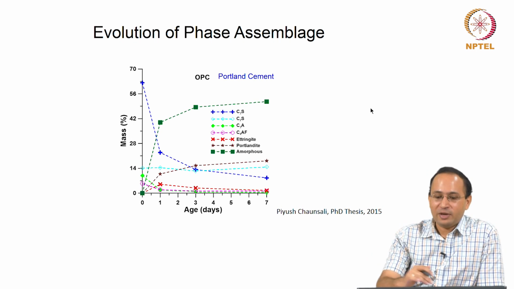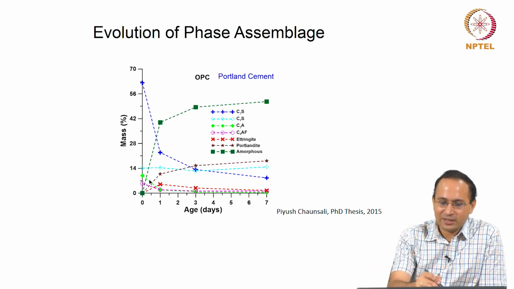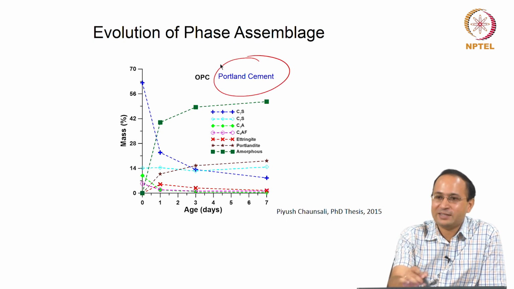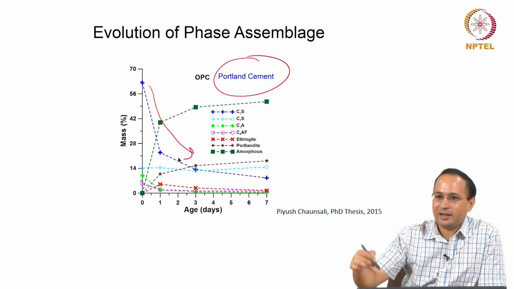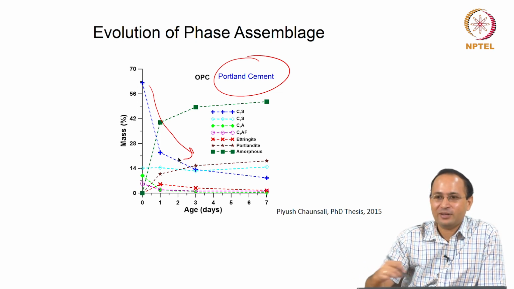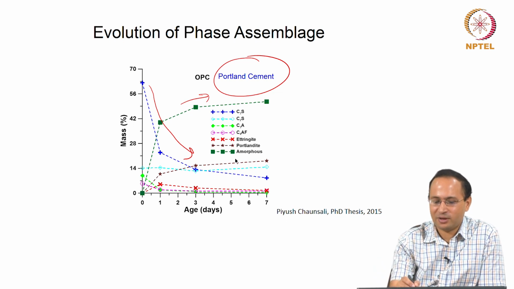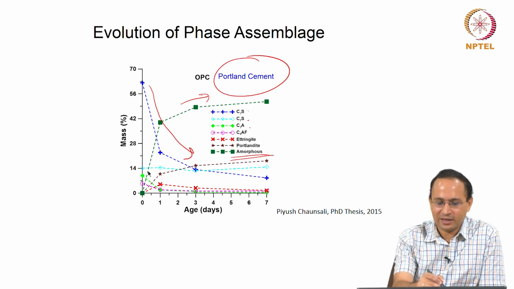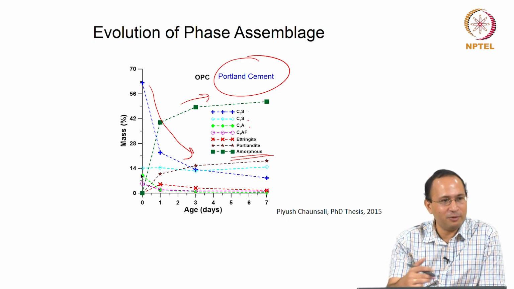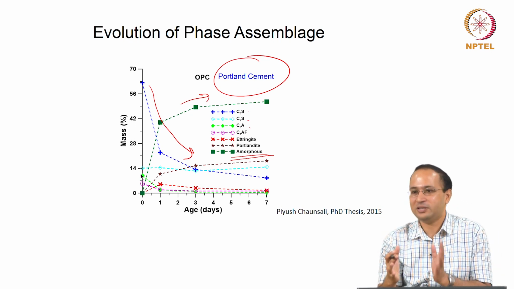We can use X-ray diffraction to monitor the hydration progress. In this case, you see hydration of Portland cement. What do we expect? The C3S will decrease in amount, and CSH, or the amorphous phase, will increase. In this case, you have plotted various phases like C3S, C2S, C3A, C4AF. What happens to these phases? Phases which are reacting will decrease, and phases which are forming will increase. So you can monitor the hydration using X-ray diffraction.